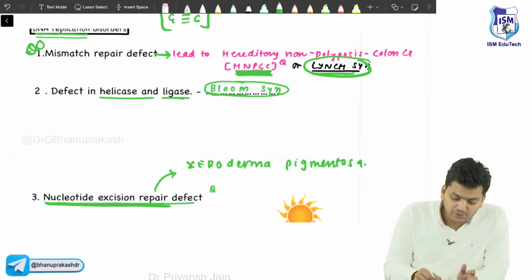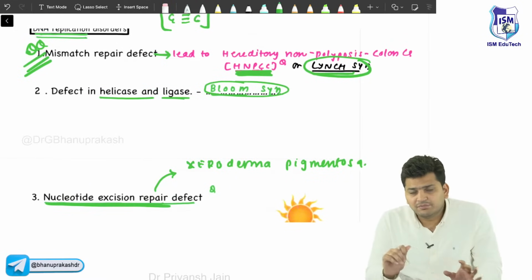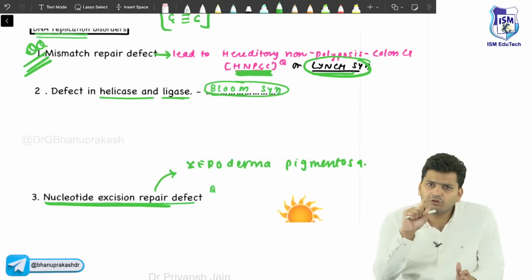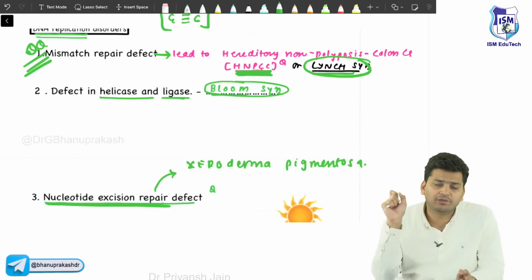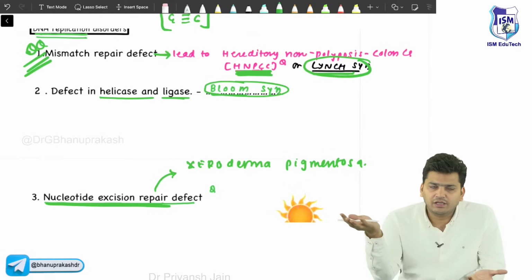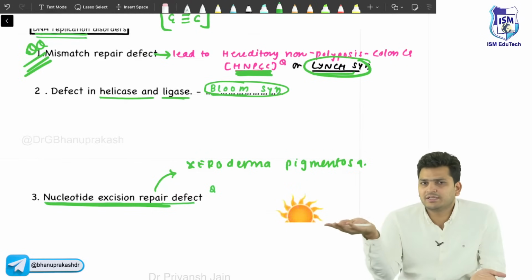Among them, this is the most important for your exam. If there is a mismatch, it will lead to HNPCC. When the MCQ comes, they will just write the word HNPCC. They will not write colon cancer. They will not write the full form. In their question bank, when this question is there, the option is HNPCC only.